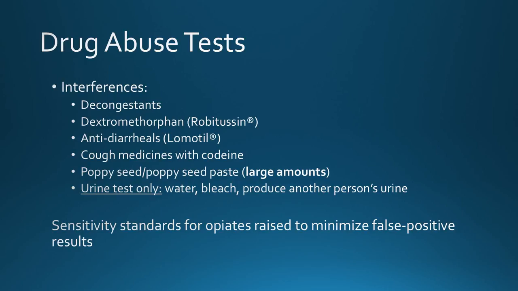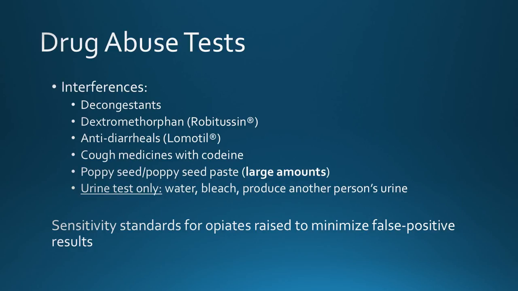Dextromethorphan, or Robitussin, can flag as a positive test result. Lomotil, which is an antidiarrheal, can as well. Any cough medication that has codeine can, because that's metabolized to morphine. And then poppy seed or poppy seed paste, in very large amounts. Most habitual or occasional poppy seed muffin eaters aren't really going to flag a test, but it's always something to be cautious of.